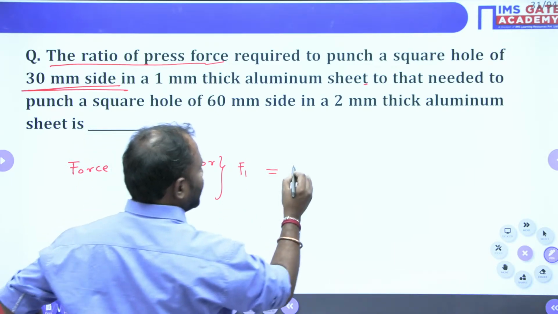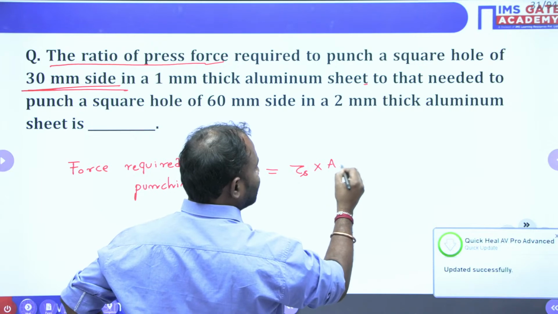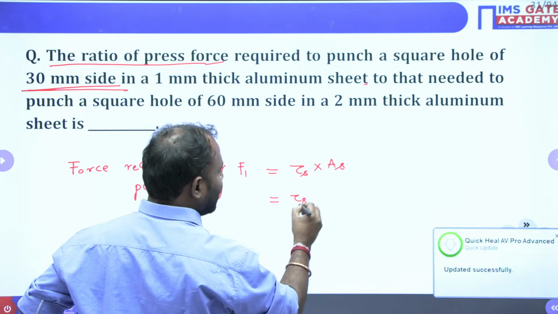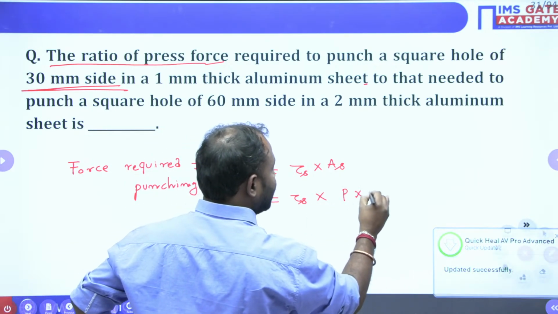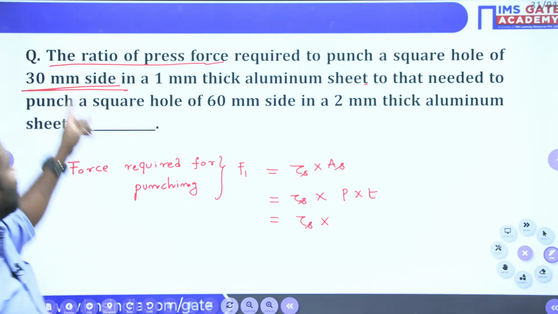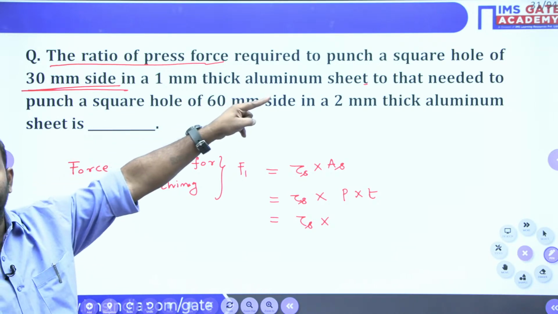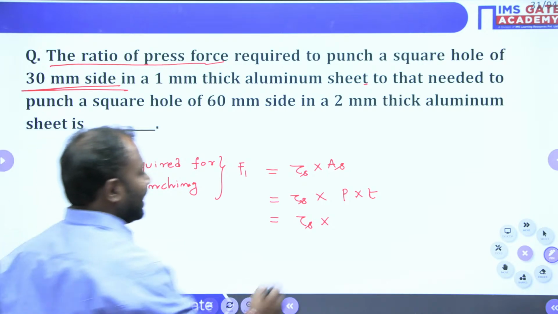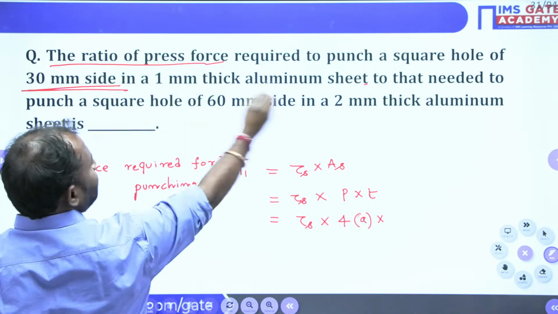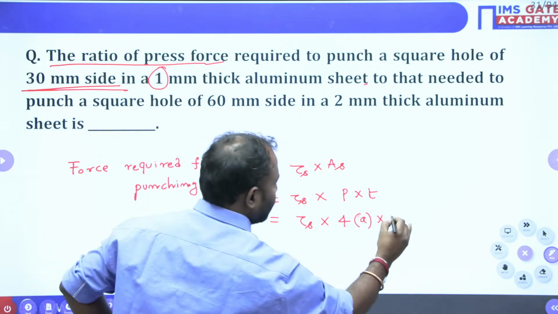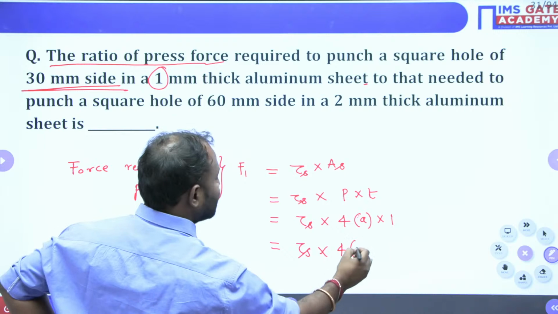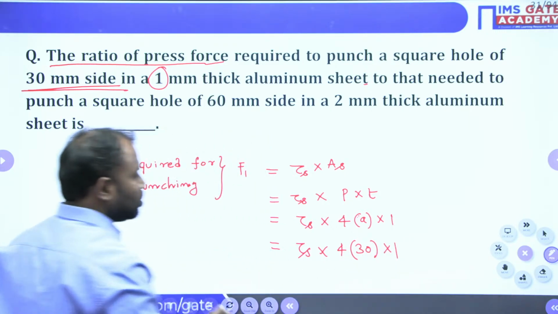The force required is shear stress into shear area. Now, next, shear stress remains the same, and what is the shear area? Perimeter into thickness. So, now shear stress into perimeter. What is the perimeter? It is a square hole, and the square hole perimeter is 4A. Side is A. And T is how much for the first, in a 1 mm thickness plate? T is 1 mm. So I can write it as tau_s into 4 into 30 mm side square hole into 1. We will keep it like that only.